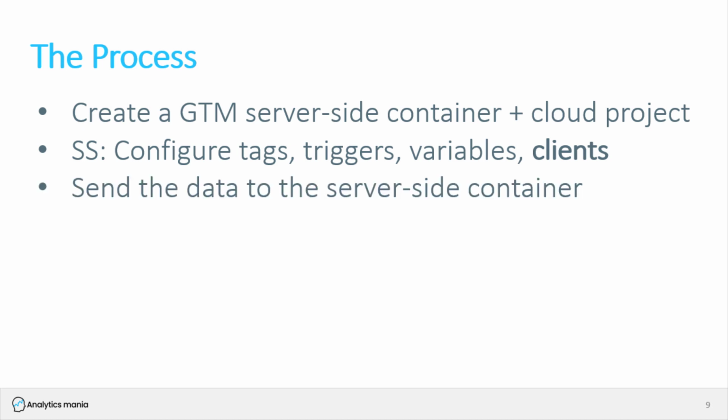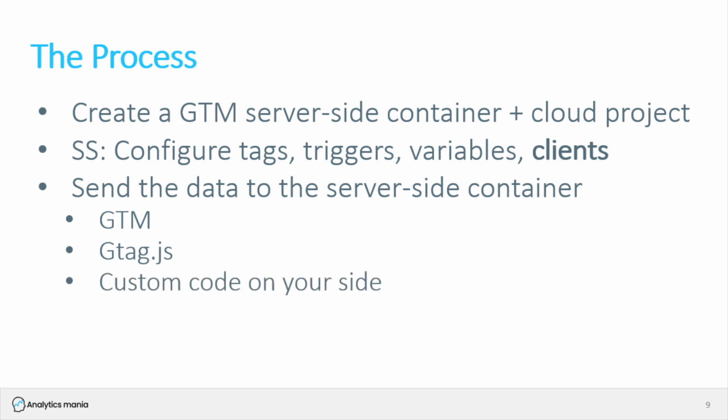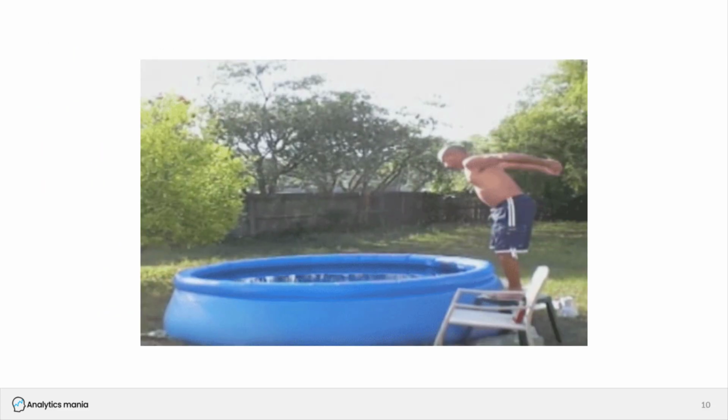Then we will need to send the data to the server-side container, so from your website to the server side. And there are several options how we can do that. You can send it with the regular website container of Google Tag Manager. You can configure your GTag code snippet on your website, but this is probably done by a developer. Or you can have some custom code on your website that can do that. But I mean, this one is very technical. And since I'm a GTM guy, I will show you how to use the first option, which is just send from the website container of GTM to the server-side GTM and then send it to, let's say, Google Analytics. And eventually we will need to, of course, test it and check it. So without further ado, let's dive in.